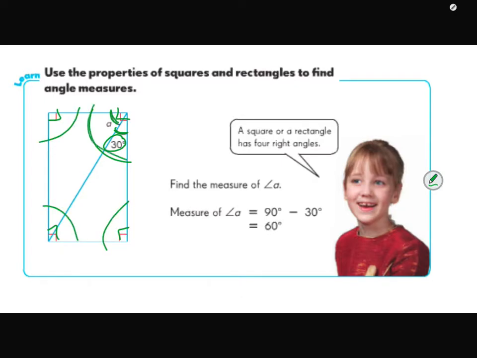Well, if I know this whole thing is 90, and I want to find this missing piece, I know that A plus 30 is 90, and that means that 90 minus 30 is A, because in the properties of a rectangle or square, all the angle measurements are 90 degrees. So I'm going to do 90 degrees minus this 30, and I get 60. I can't subtract, I got 60 degrees, so I know that angle A is 60 degrees.